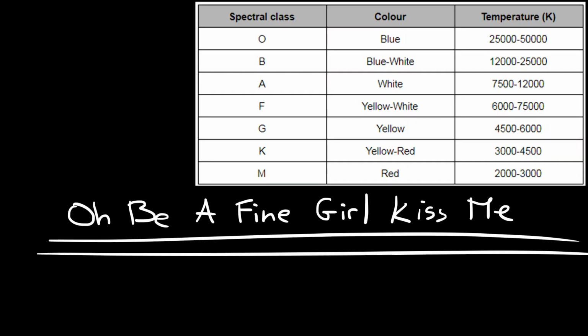There is a classification for stars depending on their temperature and color, and there is an easy way to remember it, and it's by remembering the sentence, "Oh, be a fine girl, kiss me."